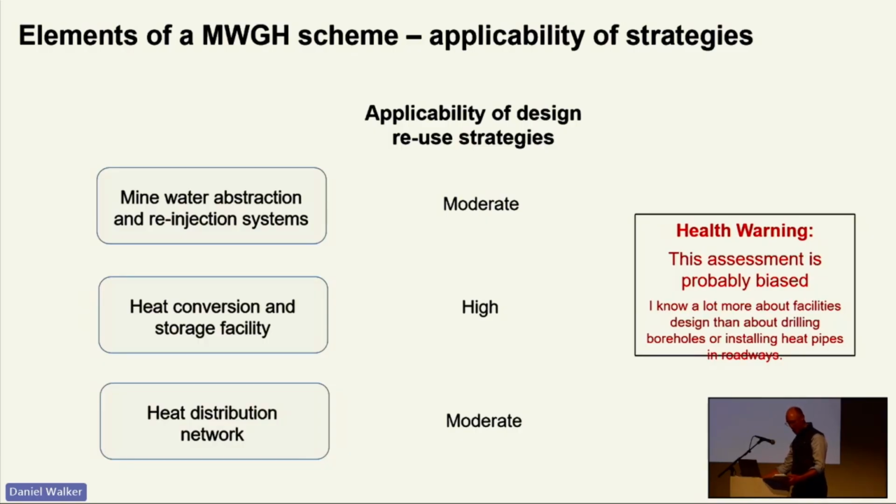The principles and strategies of design reuse can be applied to all parts of a mine water geothermal system. However, the biggest benefits are likely to be gained, in my view, by focusing on the central facility, which, let's call it the heat hub. And in a moment, I'll be talking about the idea of a reference design. Now, the heat hub is the element of the system where, in my view, this idea has the most obvious relevance and appeal. But I suspect it could be applied elsewhere as well.